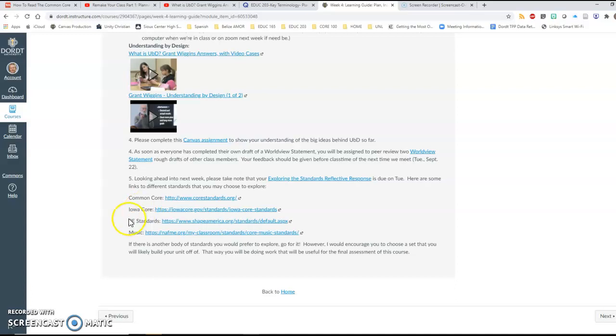The only other standards that maybe I'm missing something here, we have a group that are doing PE health. You'll find those here at shapeamerica.org. And our music folks, you are here with the music standards. So take a look, explore. If you have questions on that, let me know. I would encourage you, as I noted here, use a set of standards that you think you will likely build your unit off of. That way, the work that you're doing for this assignment is going to prepare you for the final assessment for this course.